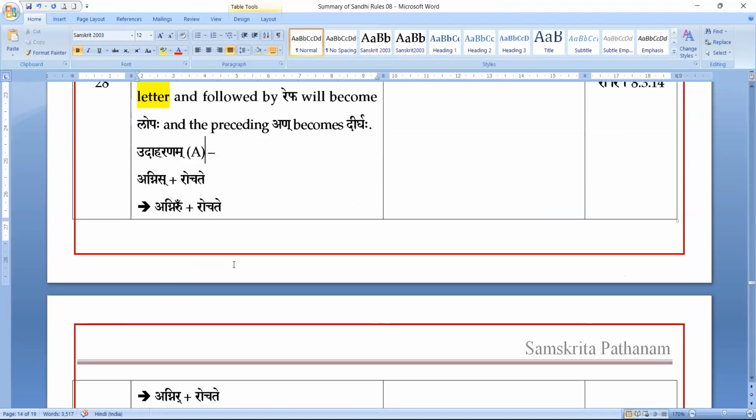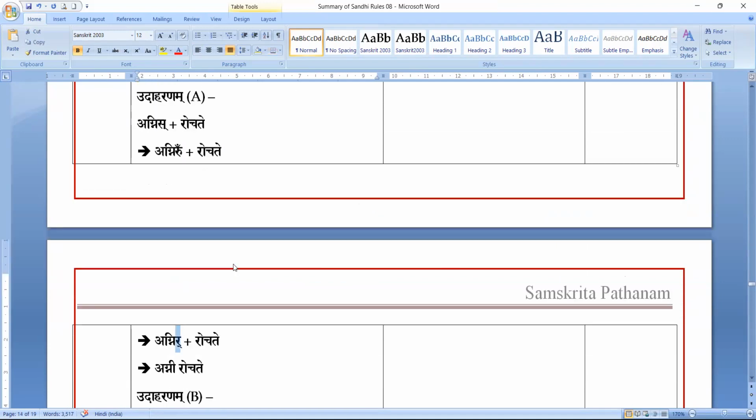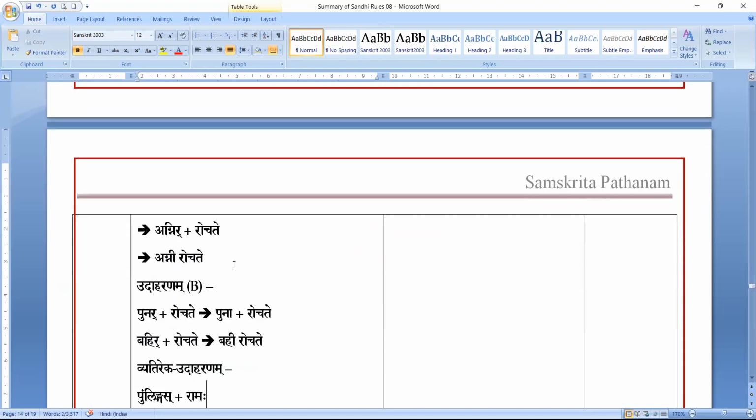For the first one, the example is Agnih Rochate. Agnis, ending in sakara, is replaced by ru. Ru is nothing but repa. Repa followed by repa: this repa will become lopa and the preceding a will become dirgha. Agni Rochate. This is number one. Number two is Punar plus Rochate, Punar Rochate; Bahir plus Rochate, Bahir Rochate. Understand?